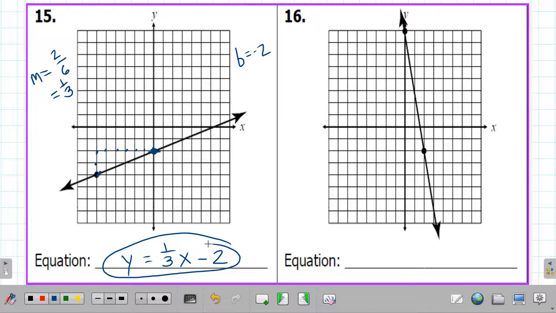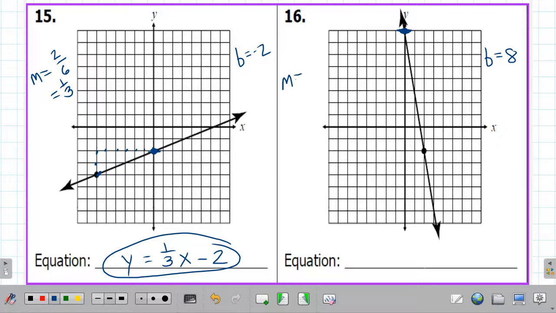Okay. And then the last one here. Okay, so all the way up here at the top, there's my y-intercept. So I have to count up 1, 2, 3, 4, 5, 6, 7, 8. So b is equal to 8.